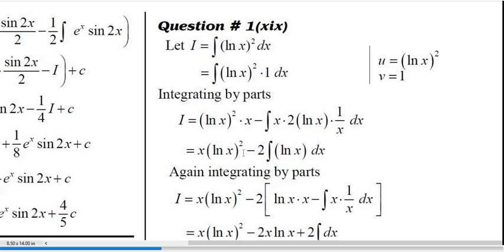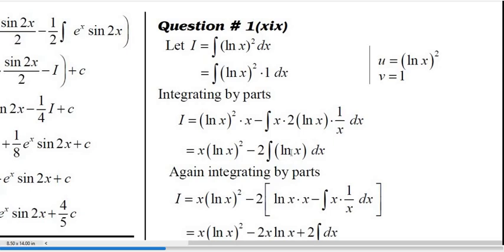x natural log of x square minus 2 into integration of natural log of x dx. We know that integration of natural log of x is not possible. That's why we again take another function, which is 1. So here 1 is another function. So again integrating by parts, x natural log of x square minus 2 as it is. Applying integration by parts on these two terms, other term is here 1.